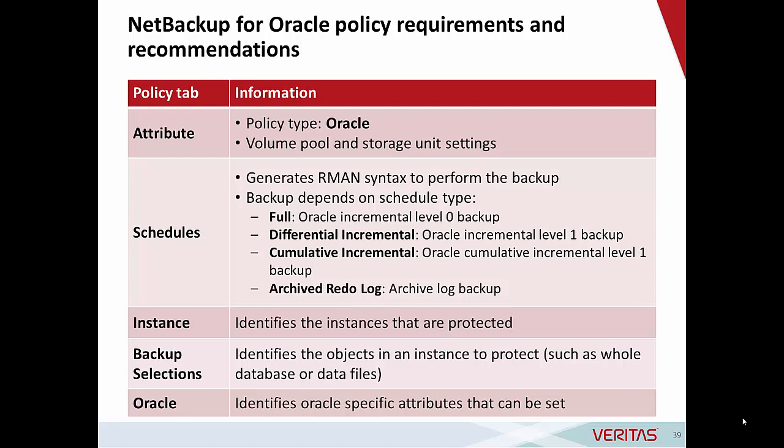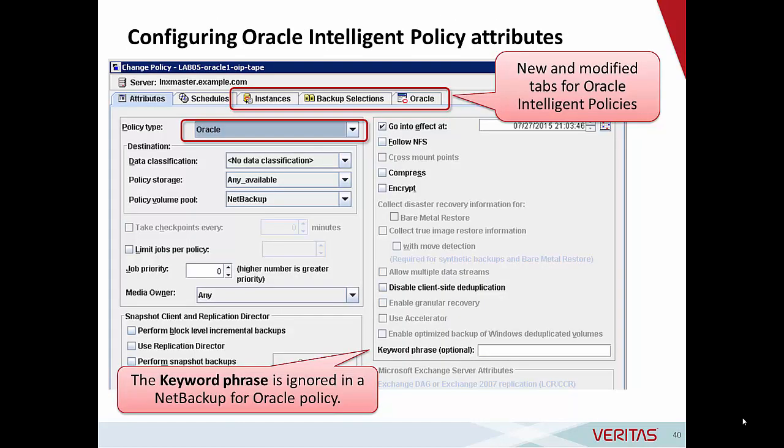Then there'll be an instance tab, which identifies the instances or instance groups that are being protected, and a backup selections tab, which identifies the objects in an instance which are being protected, either whole databases or parts of databases. The final tab, the Oracle tab, has Oracle-specific attributes that can be adjusted. Here's a look at the Attributes tab for my Oracle policy. You see that as soon as I selected Oracle as the policy type, there are tabs here such as Instances and Oracle, which only appear in Oracle Intelligent Policies.